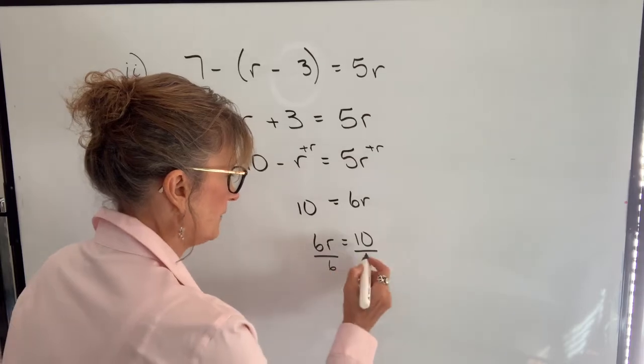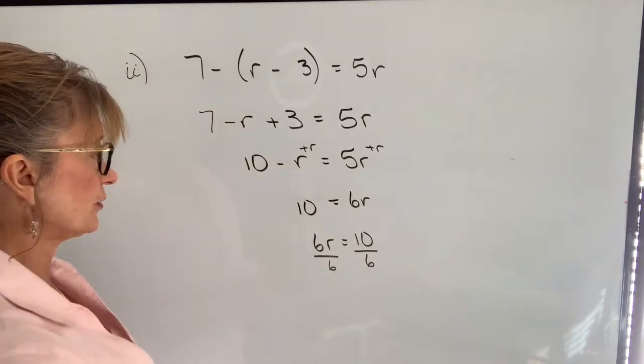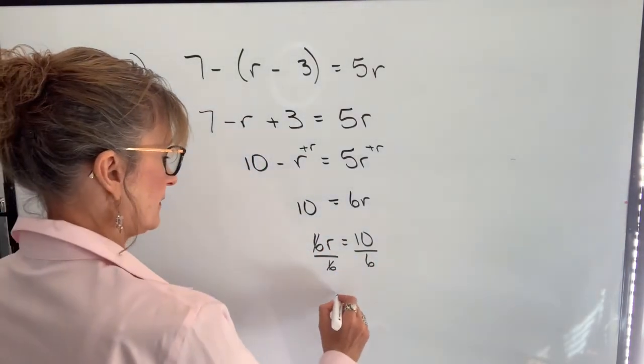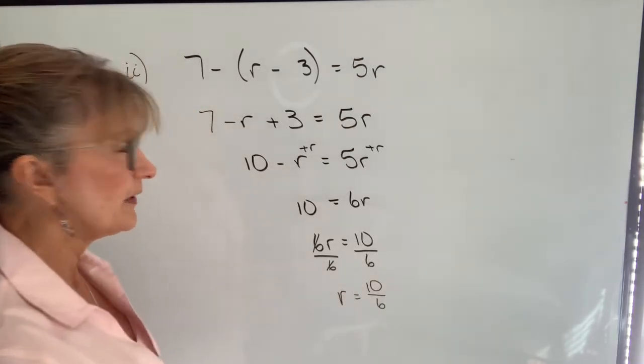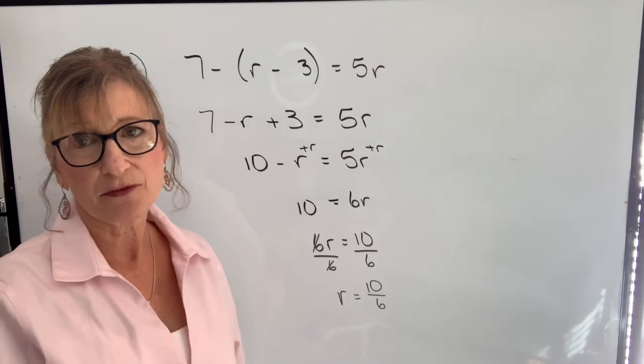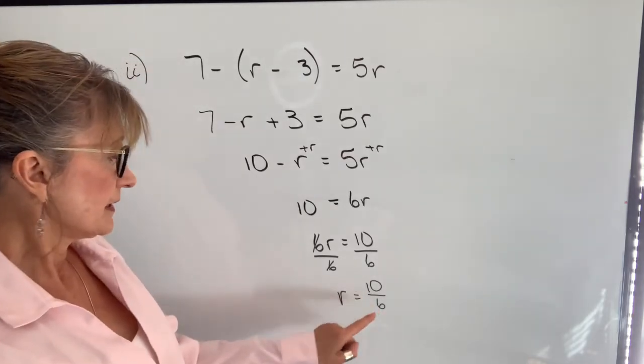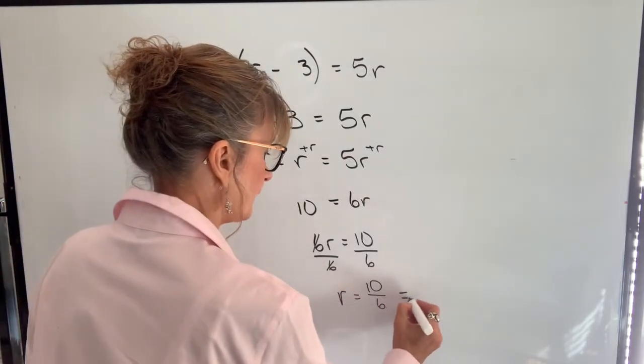If I do that to the left side, I need to do it to the right side of the equation. 6 cancels, and I'm left with r equals 10 over 6. I like leaving things exact, but I also like to have it reduced. So 10 over 6 can reduce to 5/3.